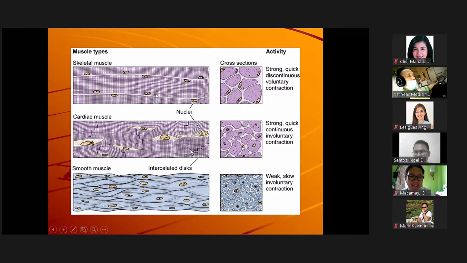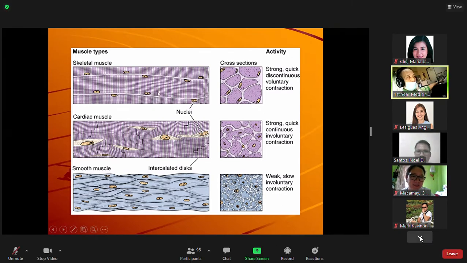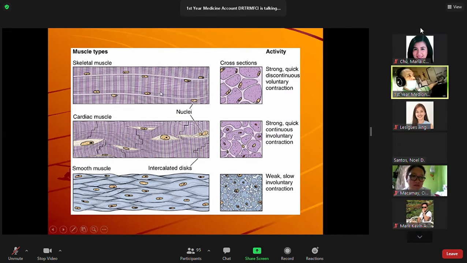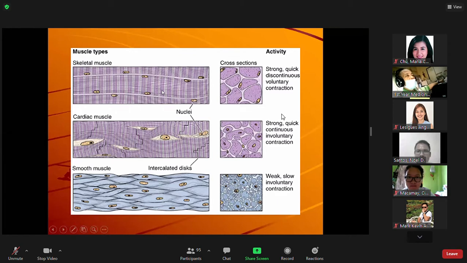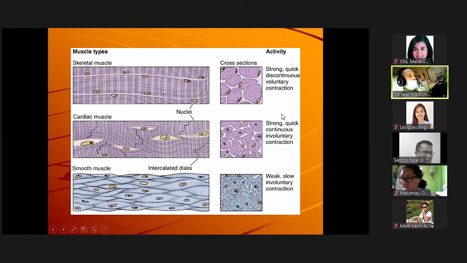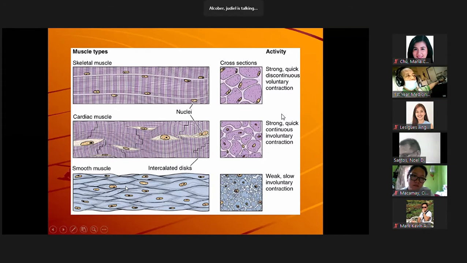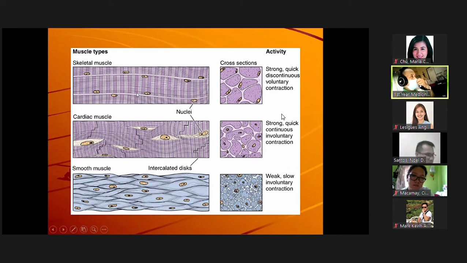The skeletal muscles are what? Is it voluntary or involuntary? Voluntary. So you can decide whether to move it, to use it or not. While the cardiac muscle is what? Involuntary. Very good. How about the smooth muscle? Is it voluntary or involuntary? Involuntary. Both of these two are involuntary. Skeletal muscles are voluntary.